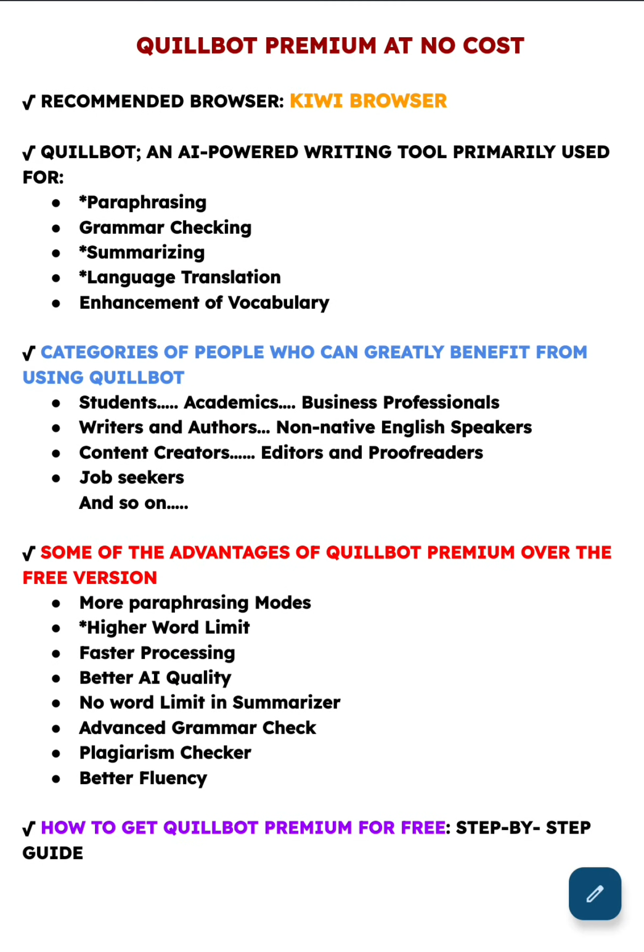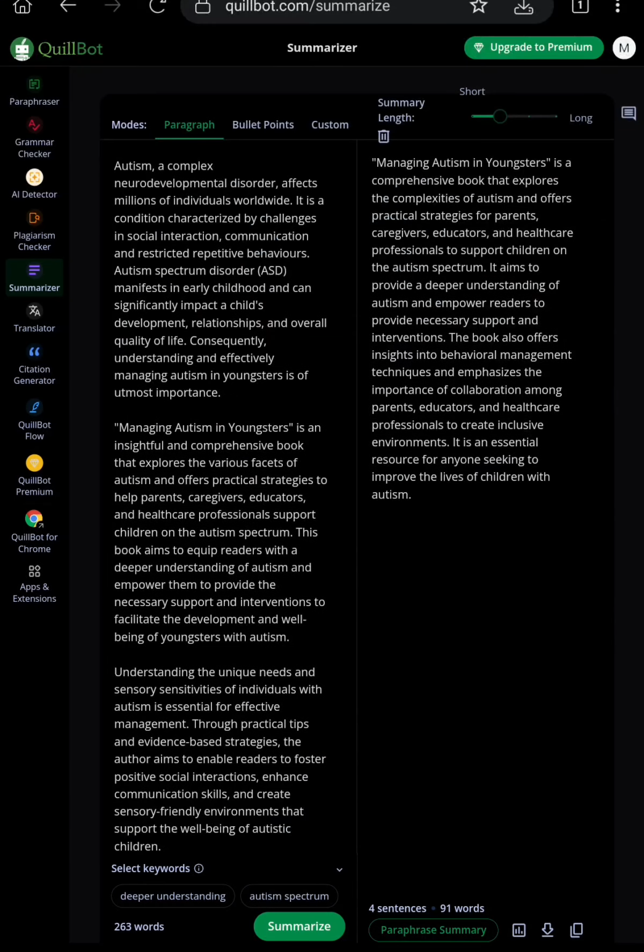Now let's go back. You can also use it for language translation. Language translation. This is very, very important. You can use this Quillbot for language translation. What do I mean? Let's say you want to translate your book from English to another language. Let's say from English to Italian, to French, to any other language. Okay, so I'm going to show you a quick example so that we continue.